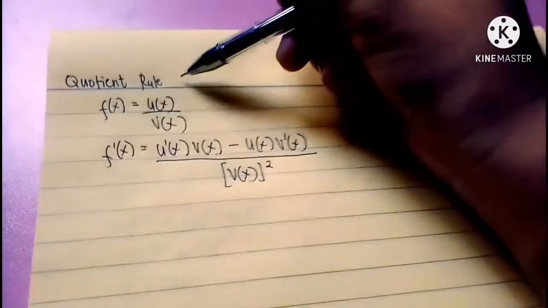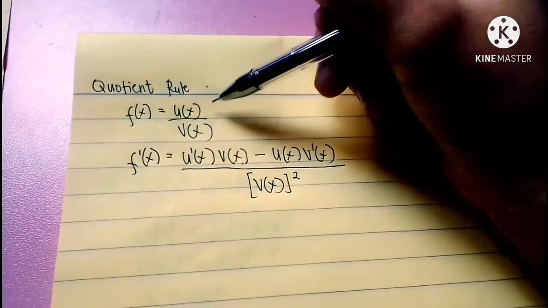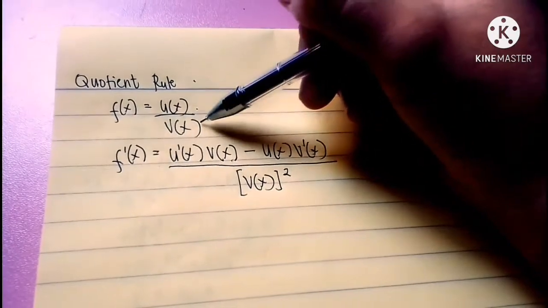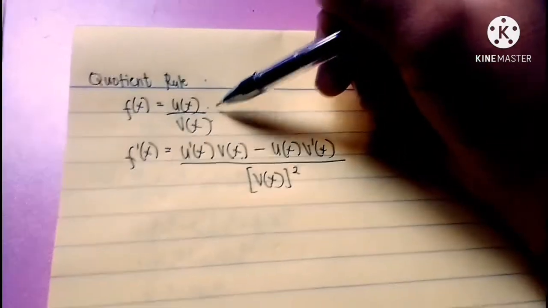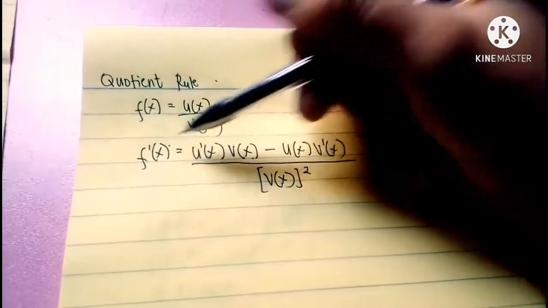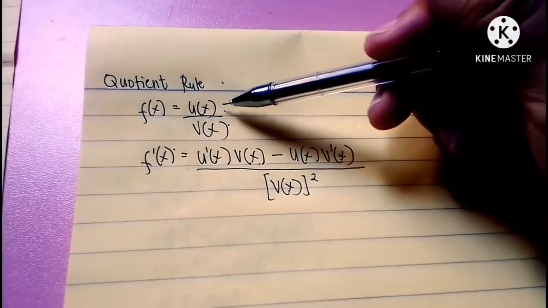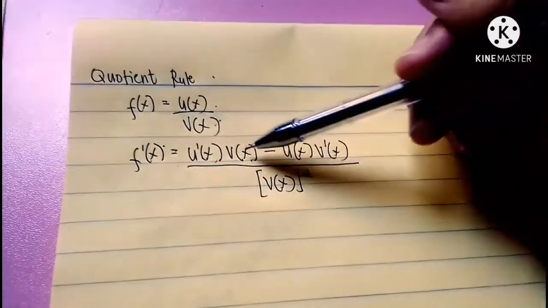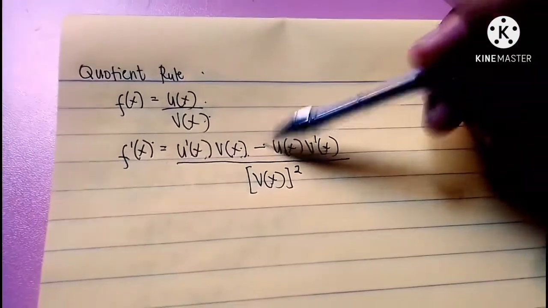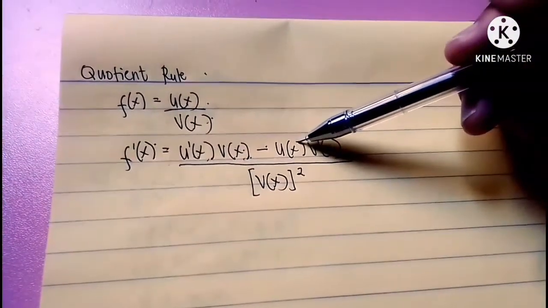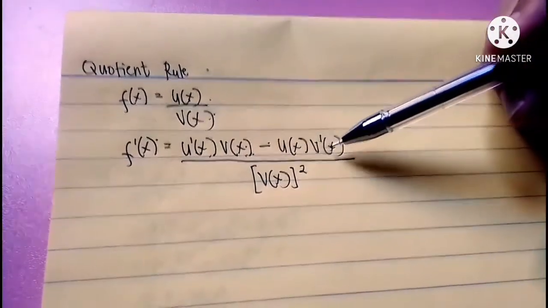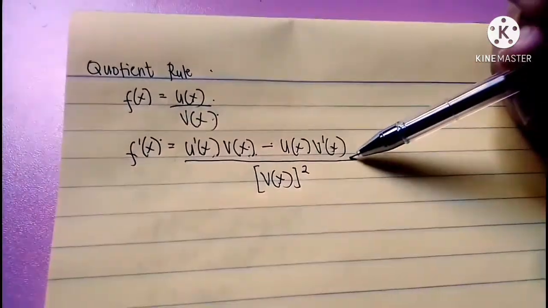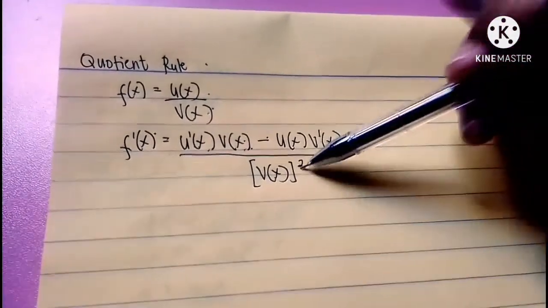Next is the quotient rule. If we have the function f of x is equal to u of x over v of x, the derivative of this is f prime x is equal to the derivative of the numerator function u prime x times the denominator function v of x, minus the numerator function u of x times the derivative of the denominator function v prime x, all over the denominator squared.